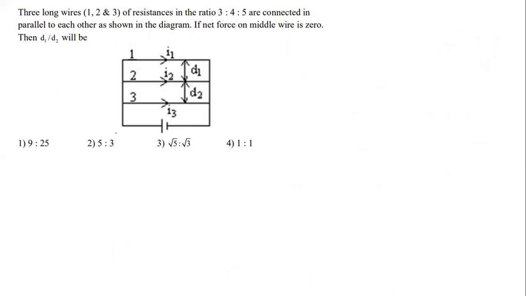Next, two long wires, 1, 2, 3, whose resistances are in the ratio 3:4:5, are connected in parallel to each other as shown in the diagram. If the net force on the middle wire is 0, then find D1 by D2. So this wire experiences force in this direction, and up. So net force is 0.